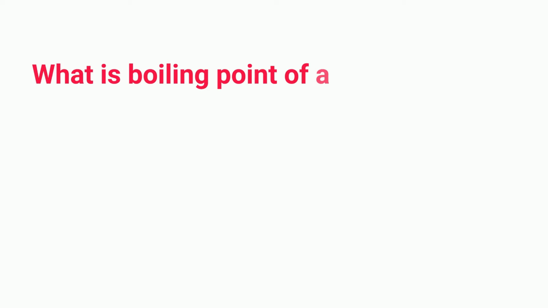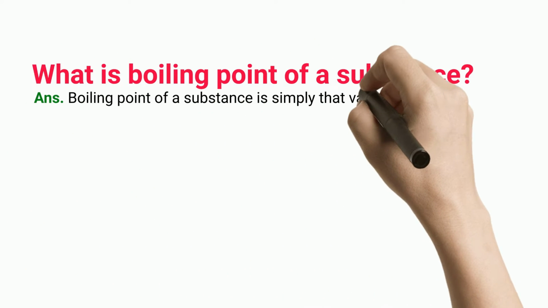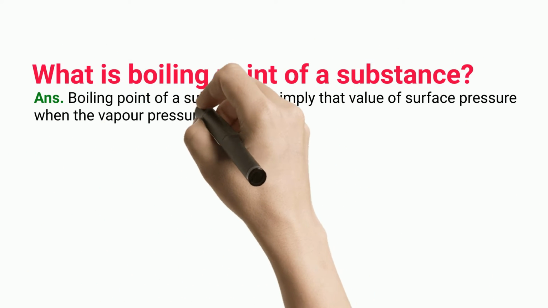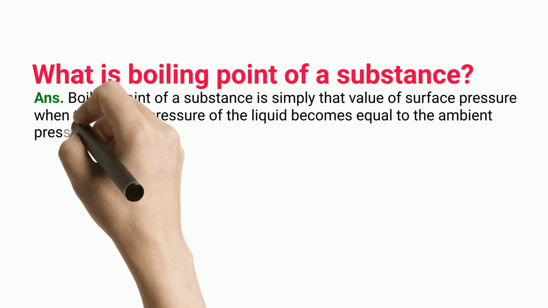What is boiling point of a substance? Boiling point of a substance is simply that value of surface pressure when the vapor pressure of the liquid becomes equal to the ambient pressure.